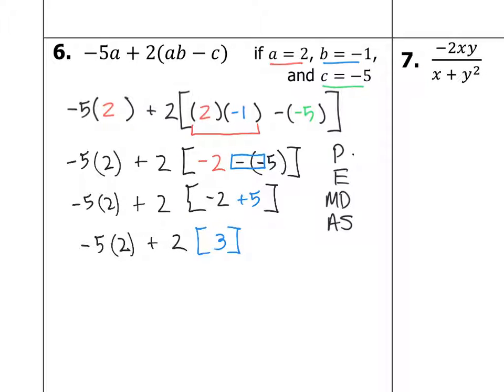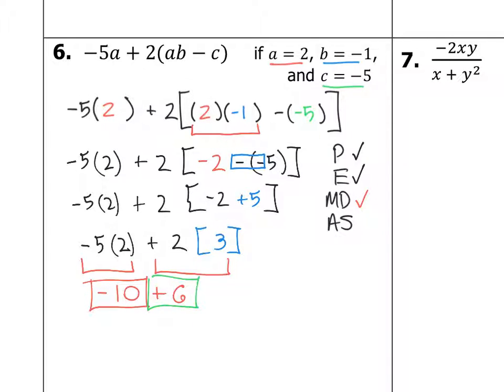So I'm done simplifying what's inside grouping symbols, and I have no exponents. So now I can do my multiplications. I have multiplication here. Negative 5 times 2 is negative 10. And here, this is 2 times 3, which is positive 6. Finally, I have negative 10 plus 6. I'm going to take the difference of those numbers, and this answer is going to be negative 4.